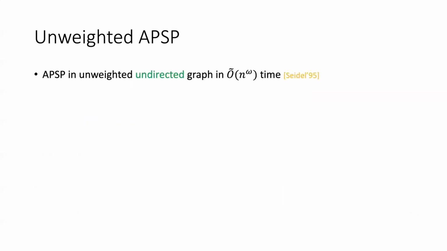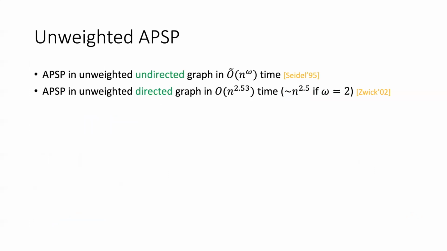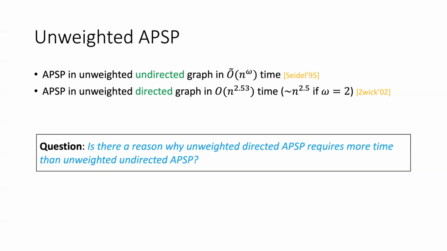Okay. So now let me talk about intermediate problems. I will mainly focus on two intermediate problems. The first one is unweighted APSP. It's known that APSP in unweighted undirected graphs can be solved in roughly n to the omega time. And APSP in unweighted directed graphs can be solved in n to the 2.53 time, which becomes n to the 2.5 if omega is 2. So a natural question is: is there a reason why unweighted directed APSP requires more time than unweighted undirected APSP?